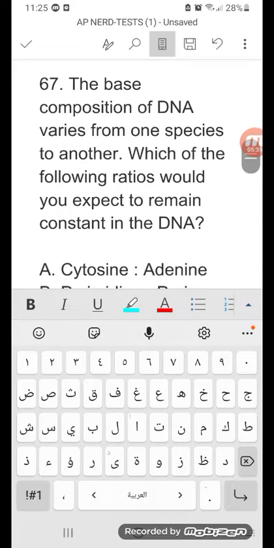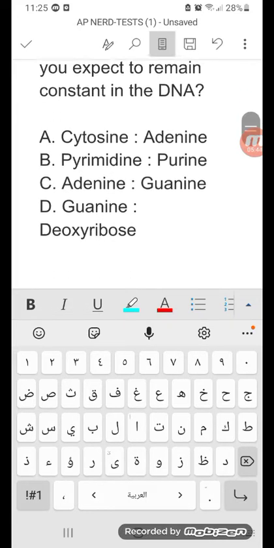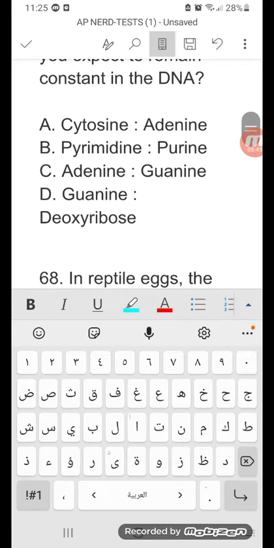The base composition of DNA varies from one species to another. Which of the following ratios would you expect to remain constant in the DNA? Easy question. Cytosine doesn't go with adenine. Adenine doesn't go with guanine. Guanine, yeah. The answer is B. Pyrimidine and purine. They maintain the ratio.